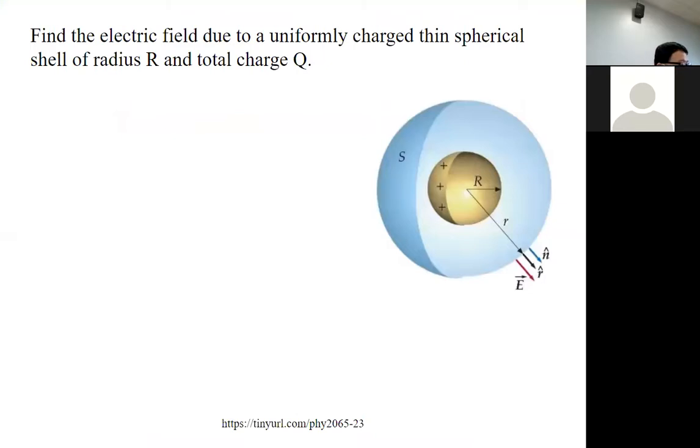I think we looked at a couple of examples last time, but we'll be looking at more applications here today. This one says: find the electric field due to a uniformly charged thin spherical shell of radius r. That's the gold colored spherical shell there. We'll be looking at the electric field inside the shell and outside the shell, the two regions. Let's take a look at how you can apply Gauss's law.